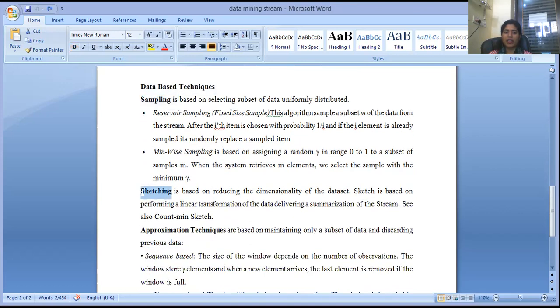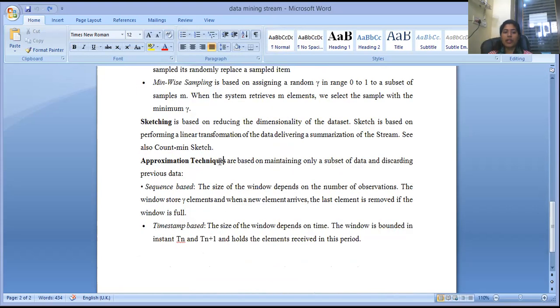Next is the sketching technique. Sketching is based on reducing the dimensionality of the data set. It performs a linear transformation of the data, delivering a summarization of the streams, such as the count-min sketch. And the third one is the approximation technique. What is the approximation technique? These are based on maintaining only a subset of the data and discarding the previous data. And this is also based on two approaches: sequence based and timestamp based.